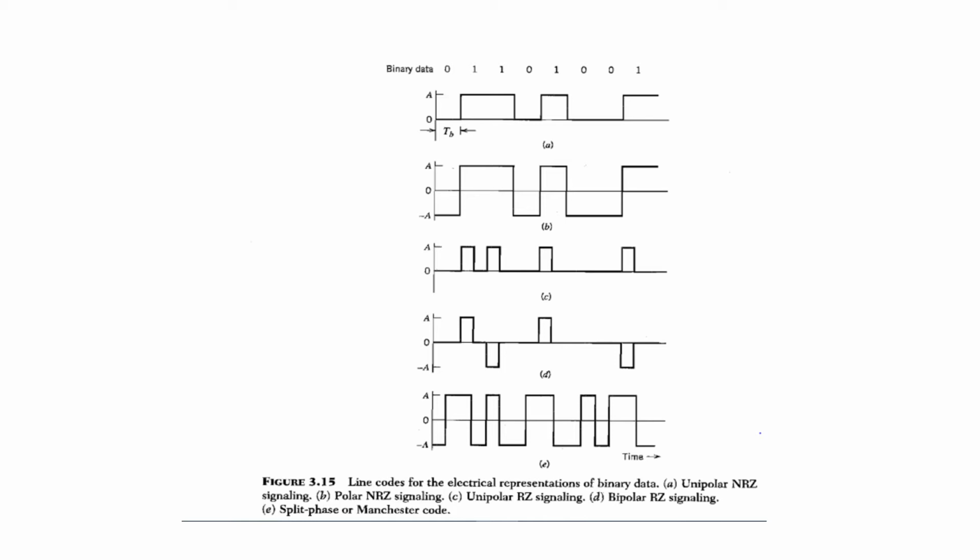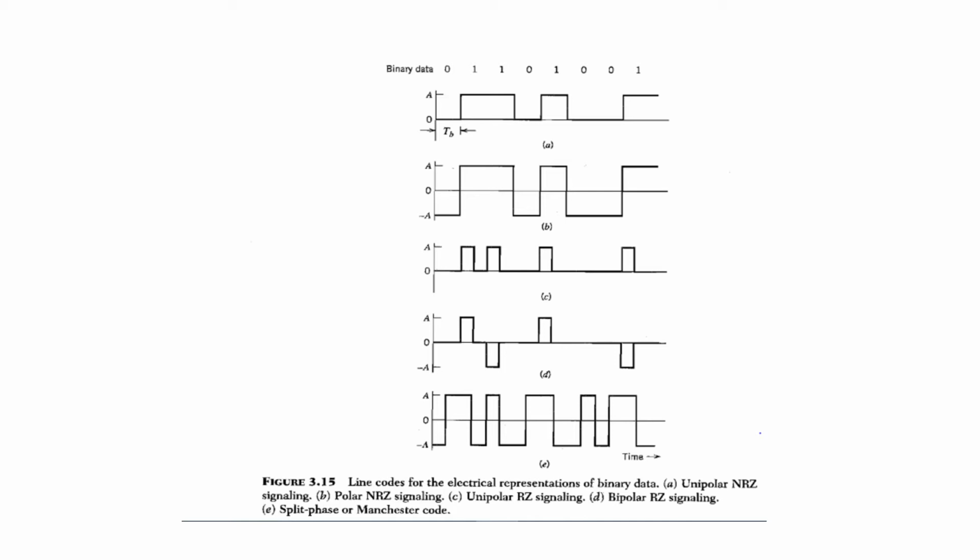Third one is unipolar return to zero signaling. Here the ones are represented by a pulse of amplitude A and a half symbol width. Zero symbols are represented by transmitting no pulse.